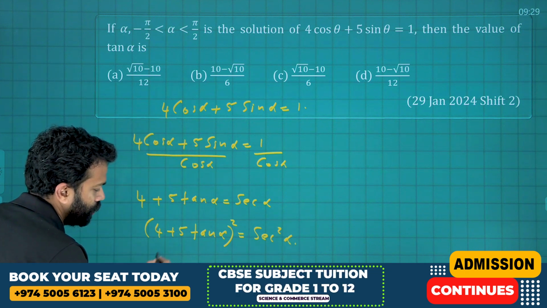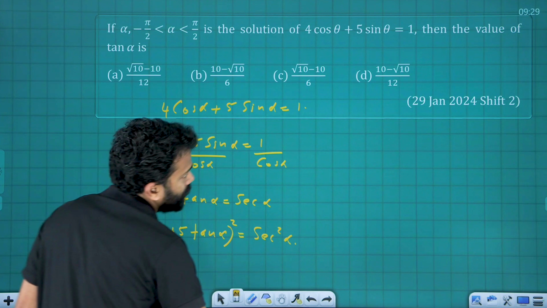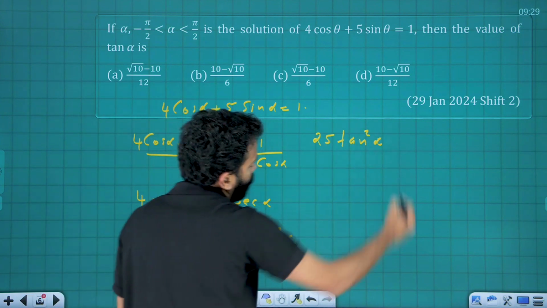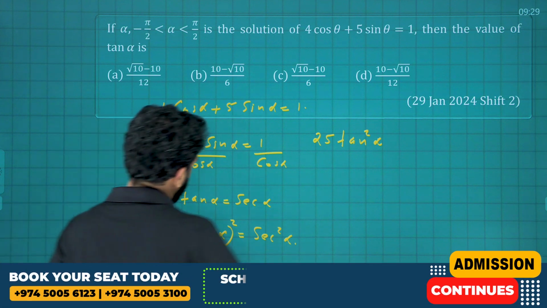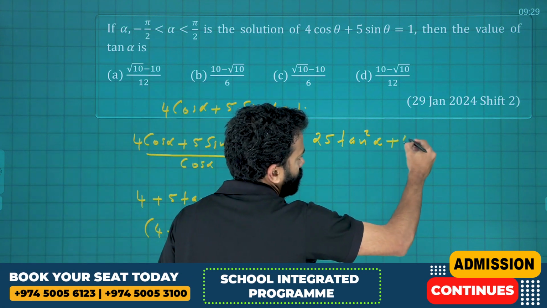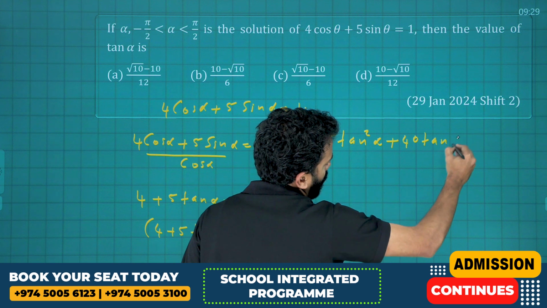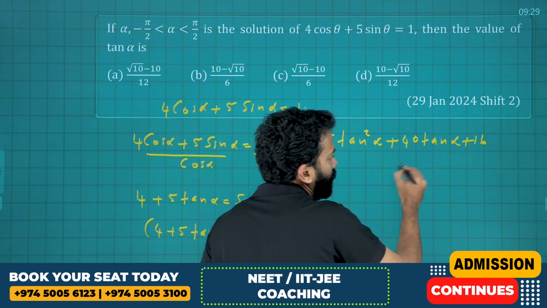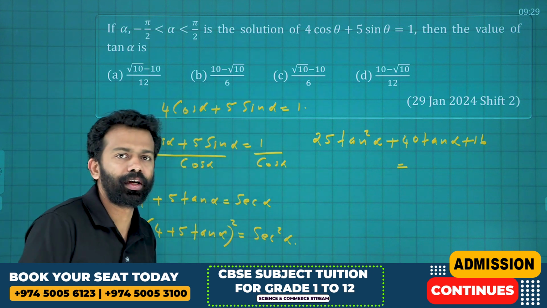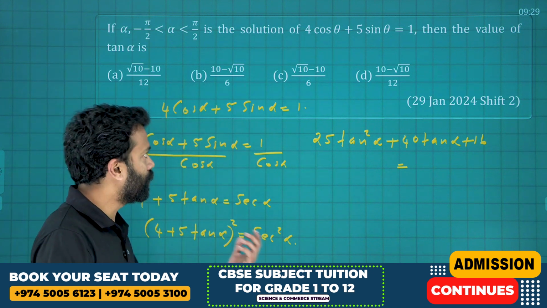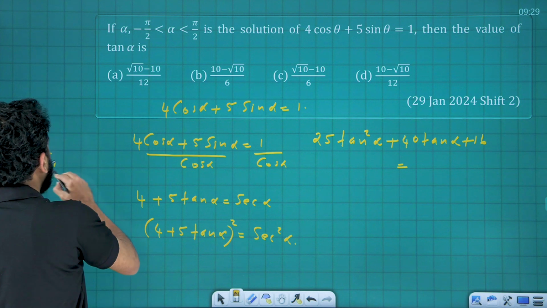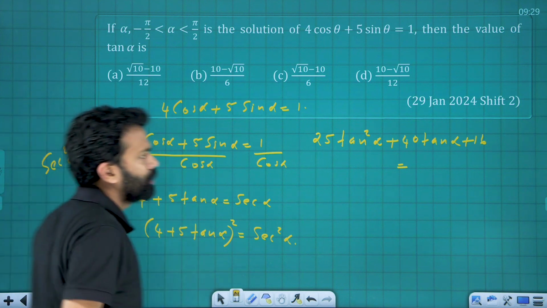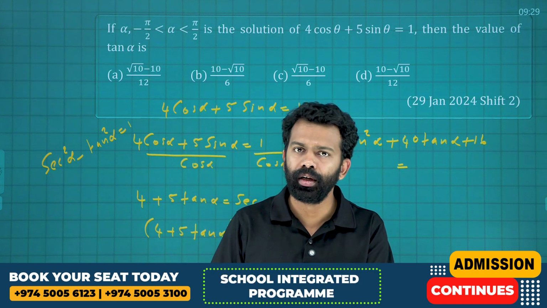So, just expand this. It will be 25 tan square alpha plus 40 tan alpha plus 40 tan alpha plus 16, which is equal to, and what is sec square alpha in terms of tan square alpha? We know that sec square alpha minus tan square alpha is equal to 1. Therefore, what is sec square alpha? That is 1 plus tan square alpha.